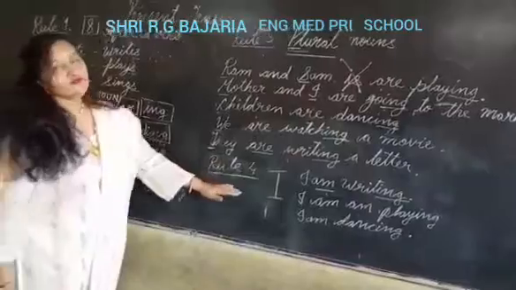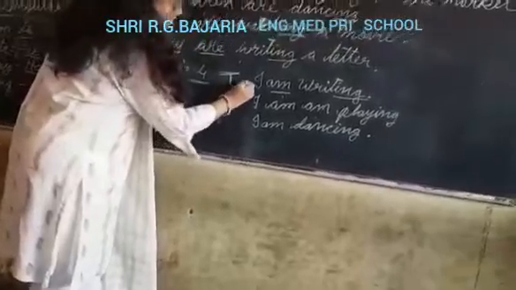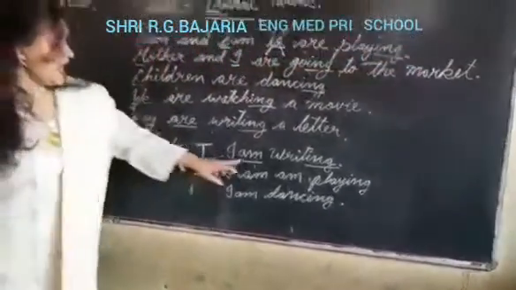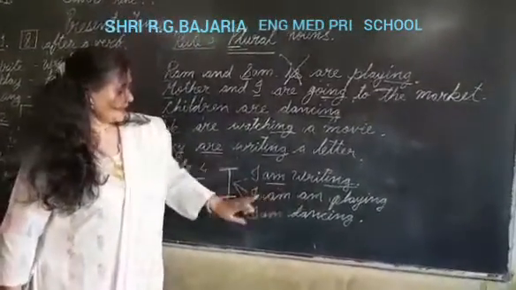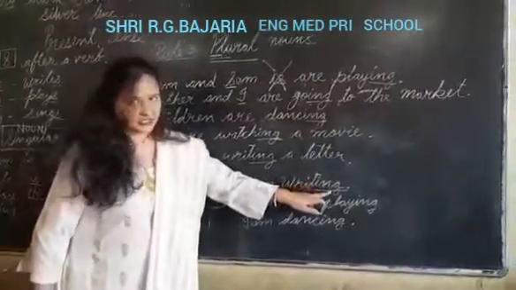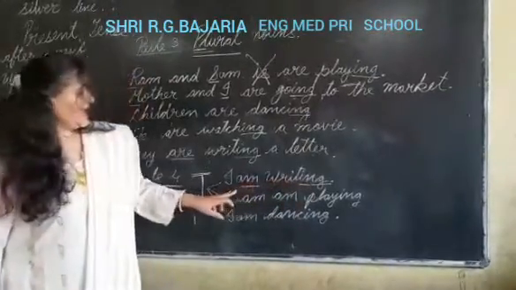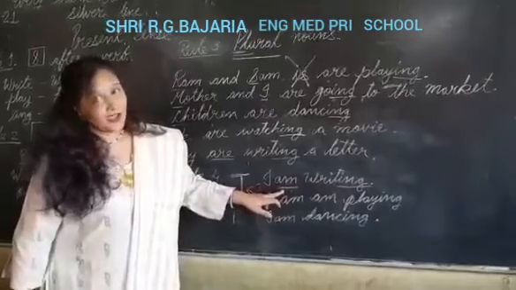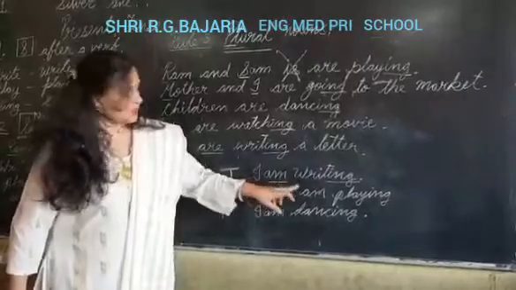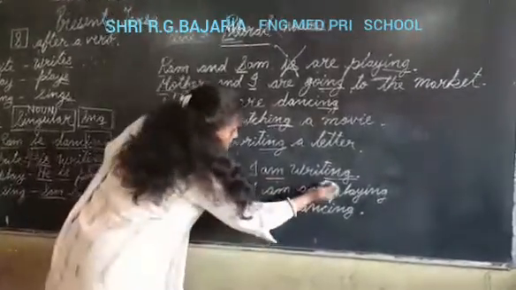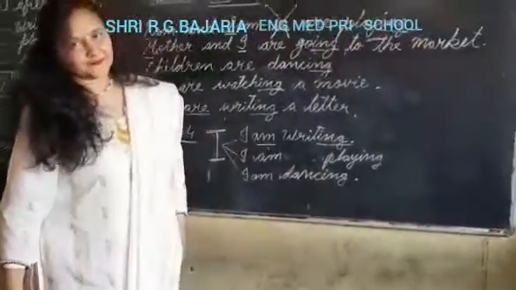Alright. Now coming to rule 4. We use am after the pronoun I. I am writing. So after the verb we add ing, and we write am before the verb. I'm sorry, I wrote this word 2 times. I am playing. I am dancing.